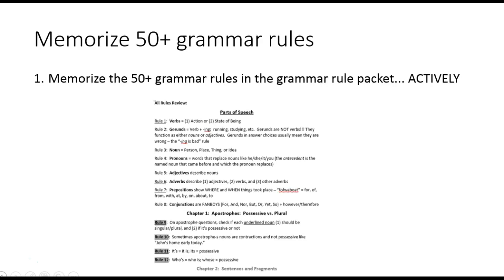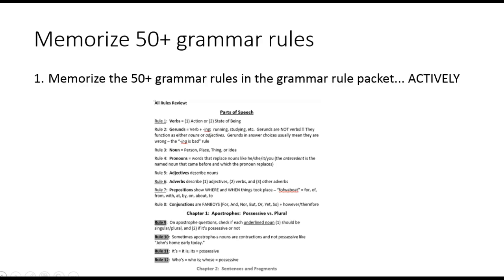There's a grammar packet. It's got 50 plus grammar rules in there. You need to memorize these actively. Passive memorizing, by contrast, is just reading the packet over and over quietly to yourself. It creates familiarity. You start to see things and think, oh, I've read that, I know it. You don't actually know it. You don't know it until you can retrieve it from memory. That's how you have to study, retrieving from memory.